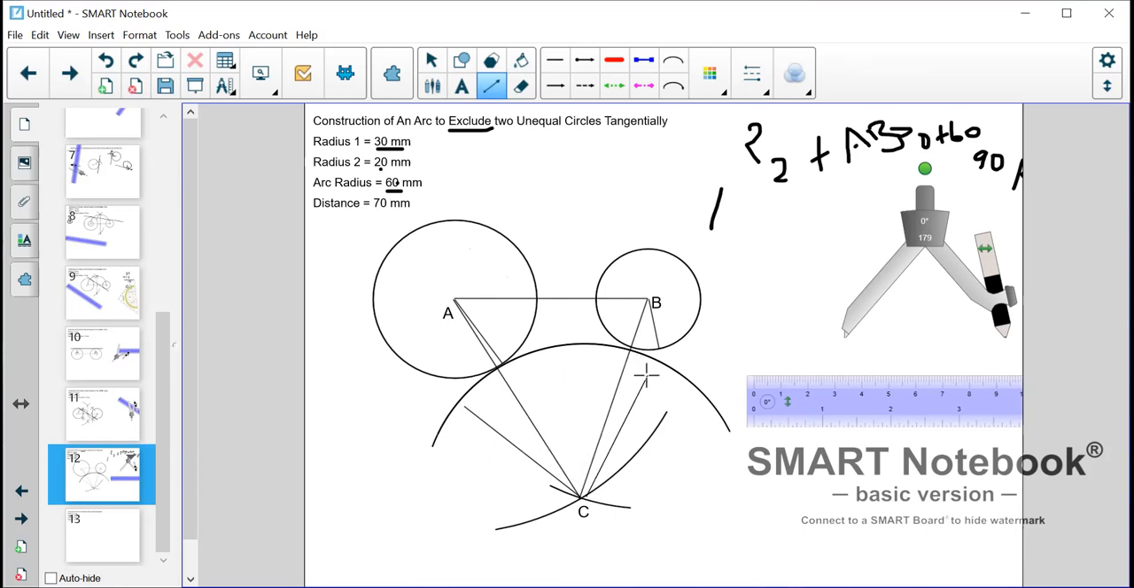So naturally, once you use the correct measurements and you open to 60 mm, you will get this arc touching both circles, or you should get the arc touching both circles. So that is the whole idea behind this.